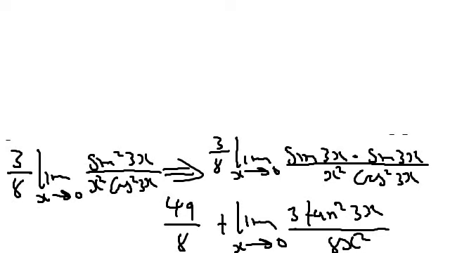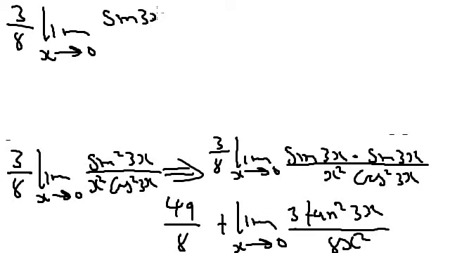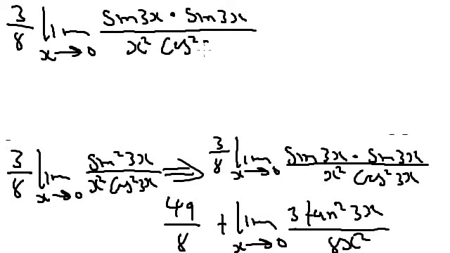So therefore, we now have 3 over 8, the limit as x approaches 0 of sine 3x multiplied by sine 3x divided by x squared cosine squared 3x, multiplied by, since we want to make use of 3 and we have x squared, I just use 3 times 3 over 3 times 3.